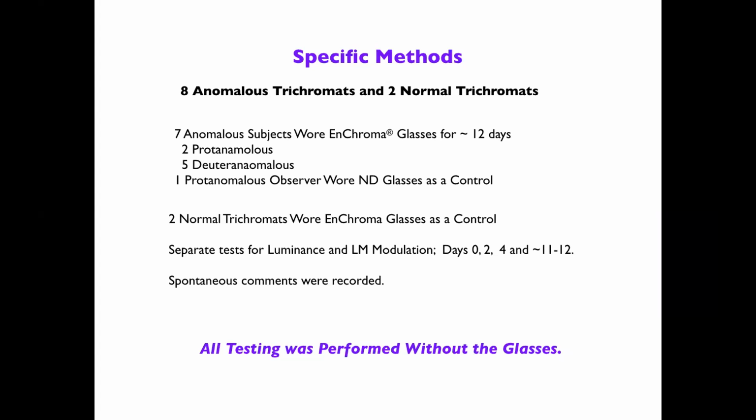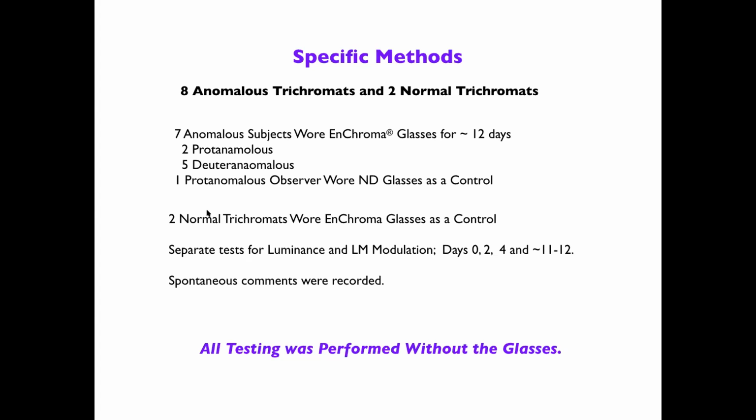So we tested 8 anomalous trichromats and 2 normal trichromats. 7 of the anomalous trichromats were asked to wear the EnChroma lens as much as they could for about 12 days. They kept a diary. They wore about 7 hours every day. 2 were protanomalous, 5 of them were deuteranomalous. And one of the protanomalous observers was given the neutral density glasses that I showed you. And of course, the observers were not told what type of glasses they had.